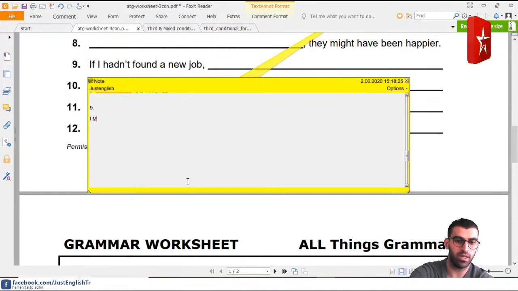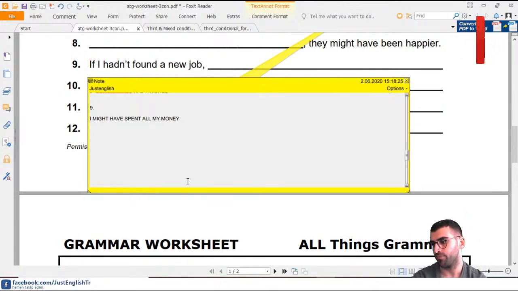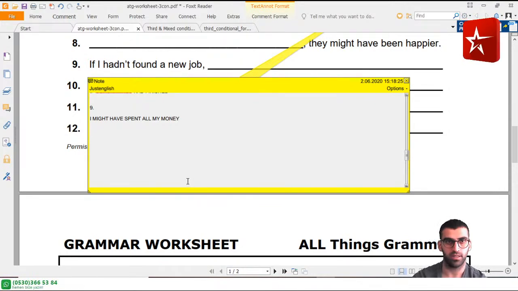I might have spent all my money. Yes, I might have spent all my money if I hadn't found a new job. I would have bought for myself a car. If I hadn't found a new job, I wouldn't have bought a new car for myself.